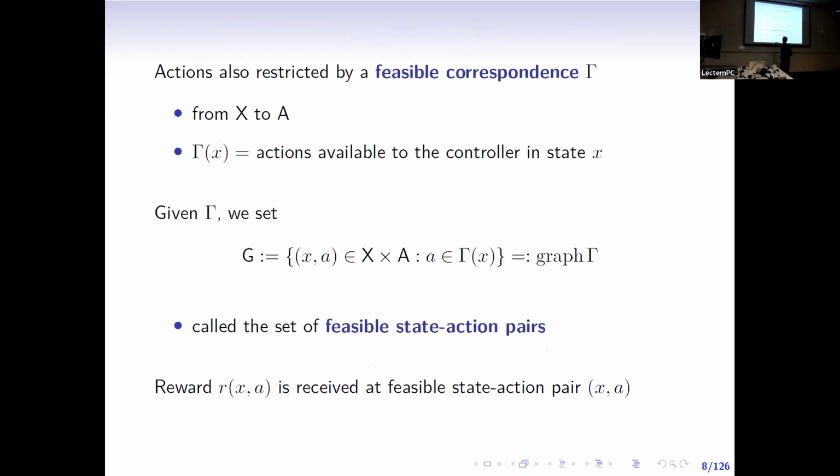And then I guess this is really repeating what I said before, that action can be restricted by some feasible correspondence. So gamma of X is going to tell us the set of actions that are available at X. And the graph of this correspondence, which is this set here, that's just all of the state action pairs. So whatever you see as G here, it's just the set of states and actions that go with this.